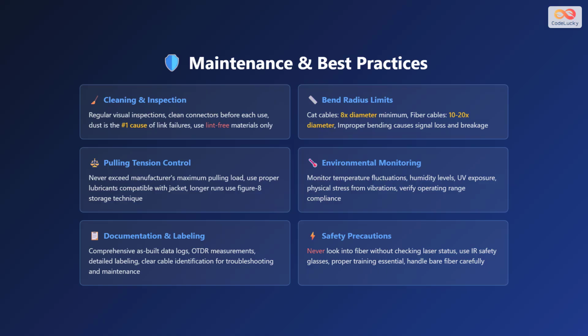Never exceed the manufacturer's maximum pulling tension when installing cables, and use compatible lubricants for longer runs. Monitor environmental conditions including temperature fluctuations, humidity levels, and UV exposure, as these affect cable performance. Maintain comprehensive documentation, including as-built records, OTDR measurements, and clear labeling for future maintenance.